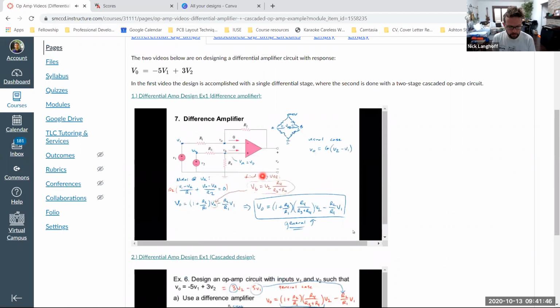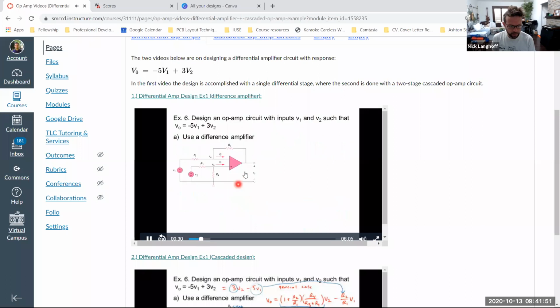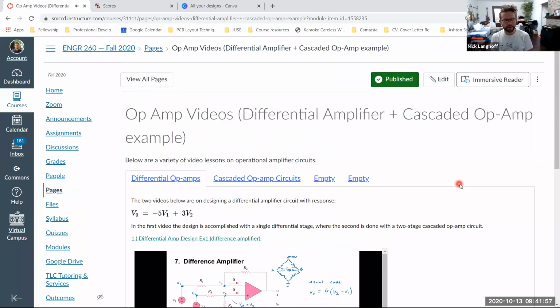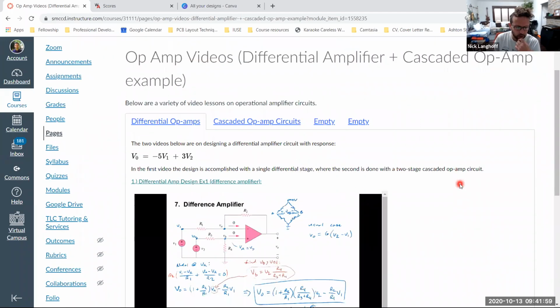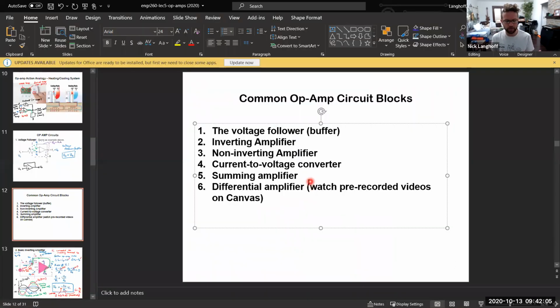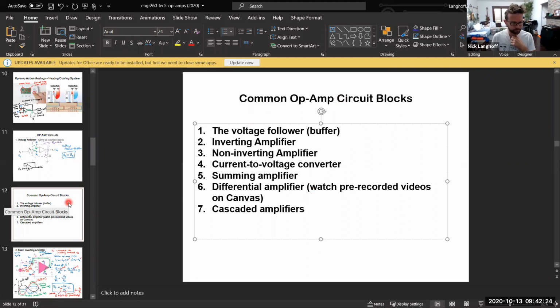So this is actually a video on an example. What we'll do is cover the differential amplifier in class today, and then I'd like you to watch some pre-recorded videos on Canvas which go through the analysis. And then finally we'll talk about cascaded amplifiers, and hopefully we'll have time to get to that.